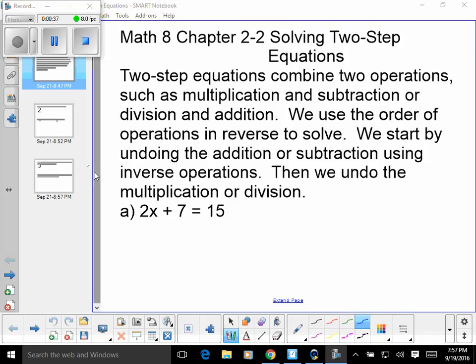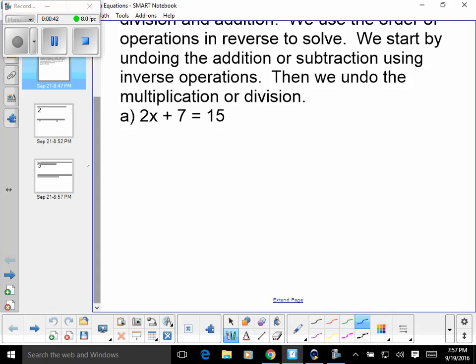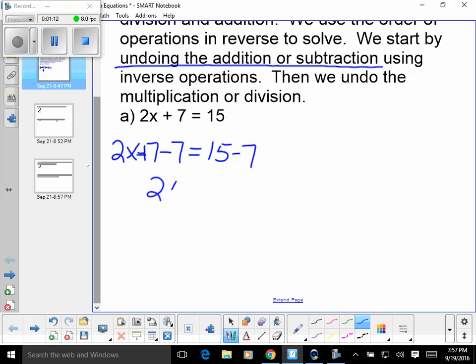In example A, little board trouble there. We are going to start by undoing, notice it said to start by undoing the addition or subtraction. In example A, we have multiplication for 2x plus 7, which means we have addition to deal with. 2x plus 7 minus 7 equals 15 minus 7. 7 minus 7 is 0, leaving the 2x, and 15 minus 7 is 8.